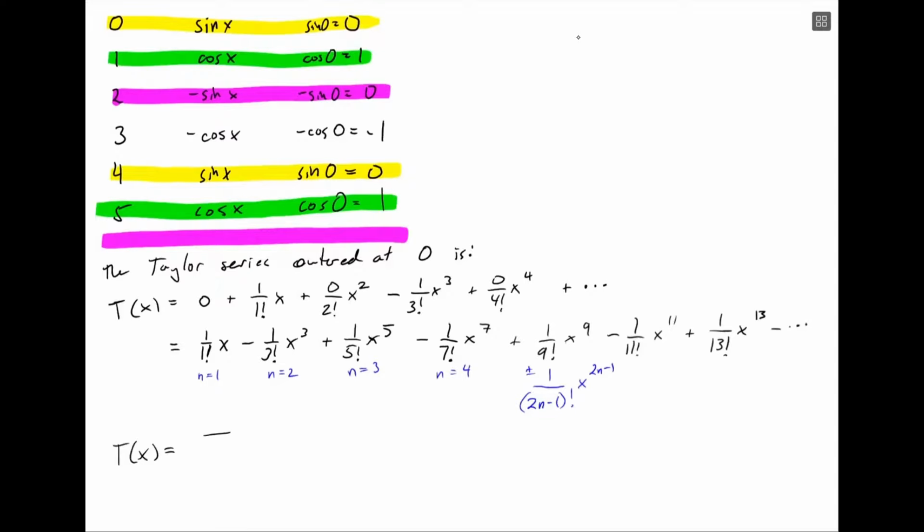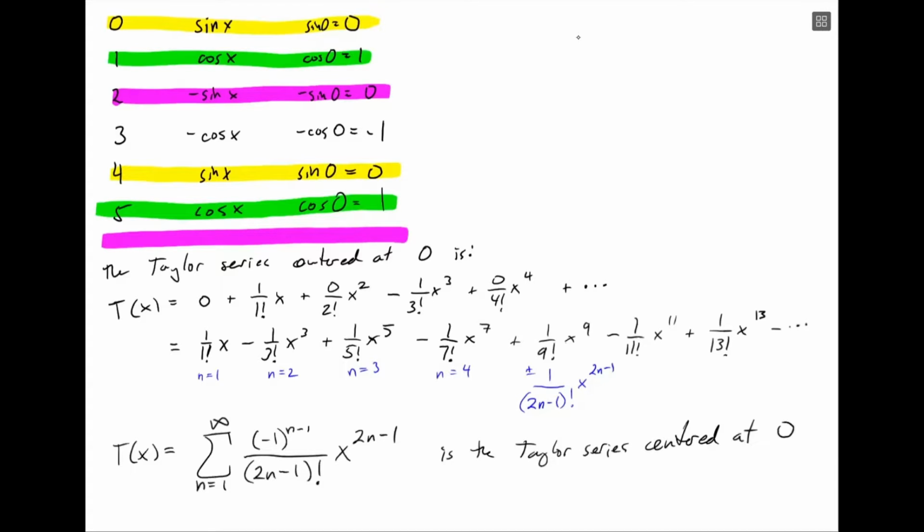So our Taylor series will be the sum from n equals 1 to infinity, an alternating sign that begins positive, and in the denominator we have a 2n minus 1 factorial, and in the numerator we have x to the 2n minus 1. And this is the Taylor series centered at 0 for the sine of x.